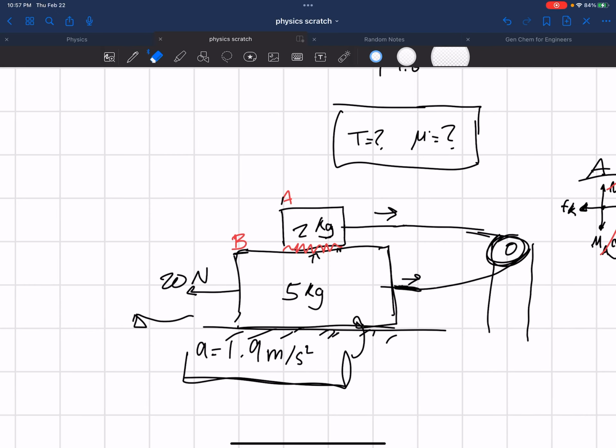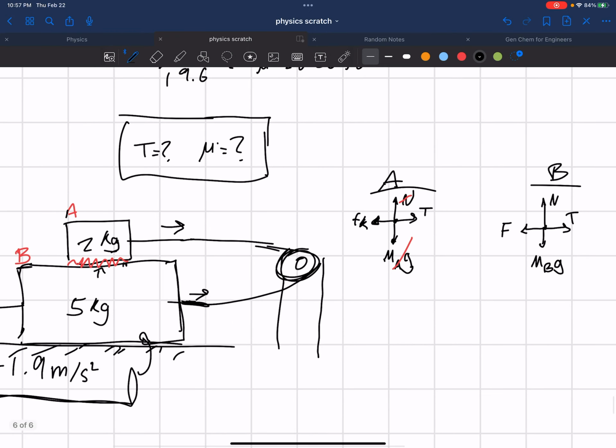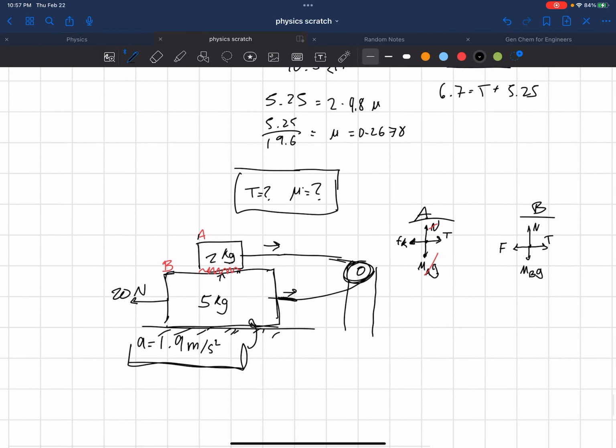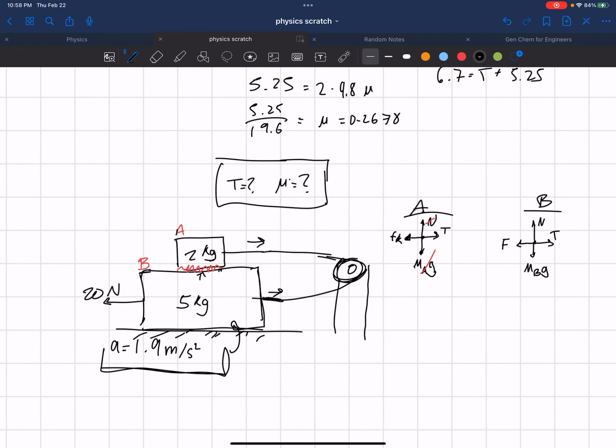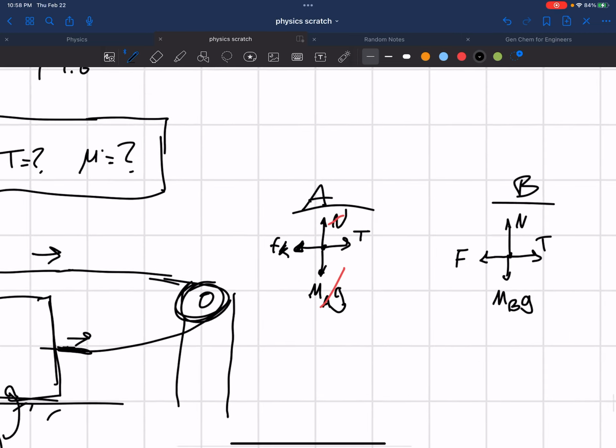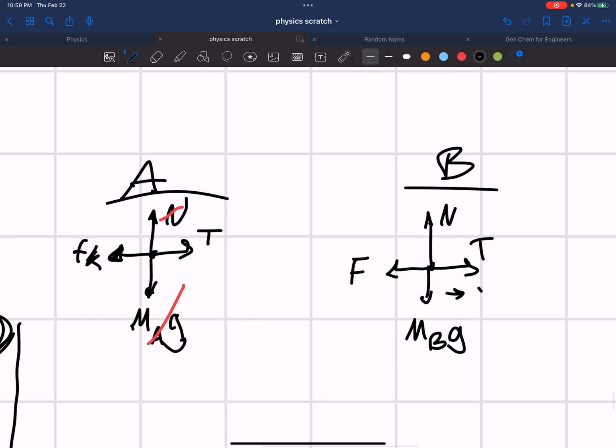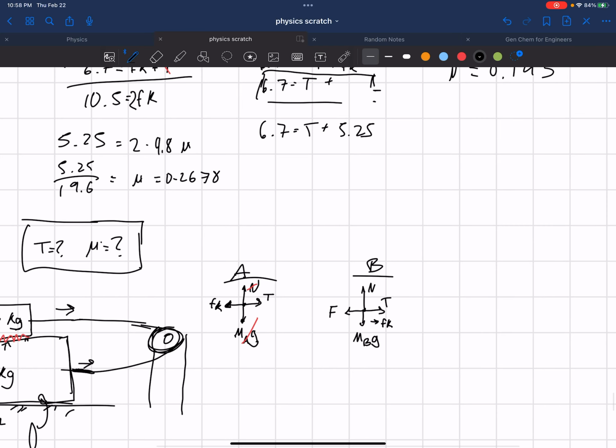Block B, okay? Block B is moving, not the whole thing. Only block B is moving this way. You're just pulling this guy, okay? Block B is moving this way, all right? So, we know that block B is moving this way, so obviously the friction is moving the opposite way of where it is moving, okay? So which way is friction going to go? It's going to go Fk. Good job. Obviously, these guys cancel out.